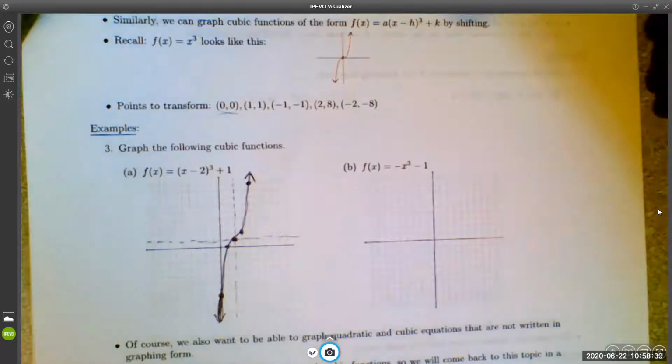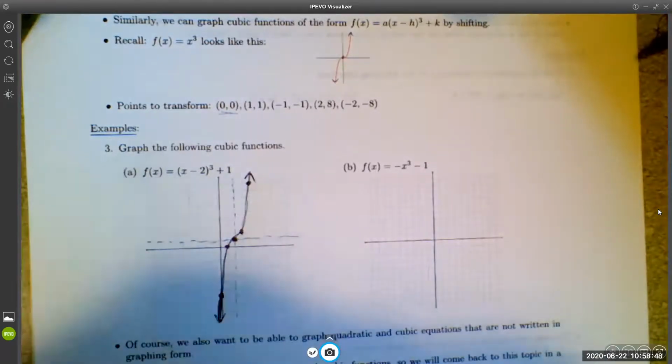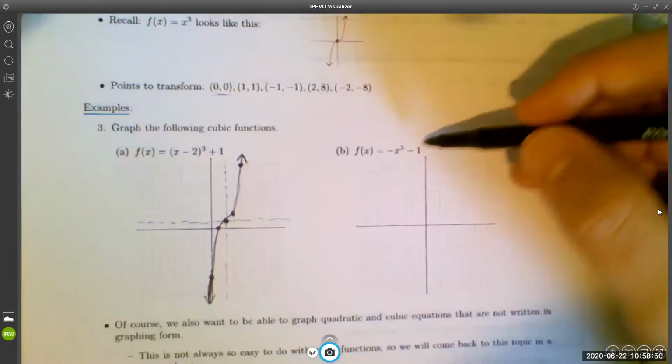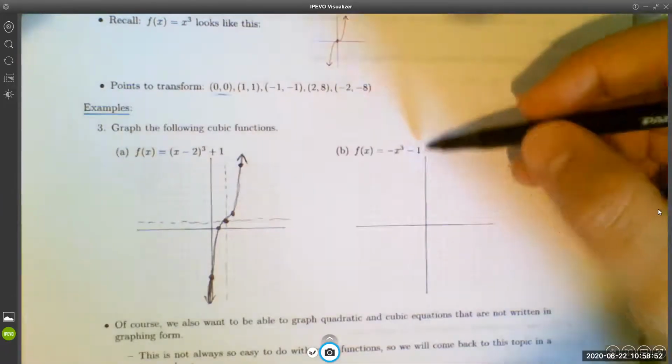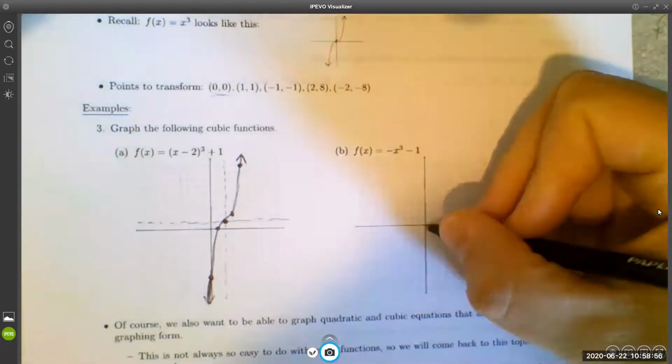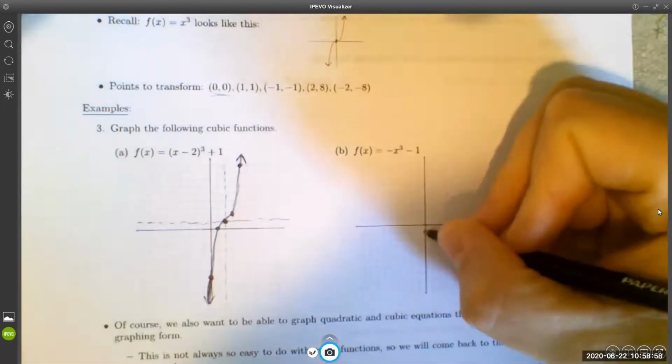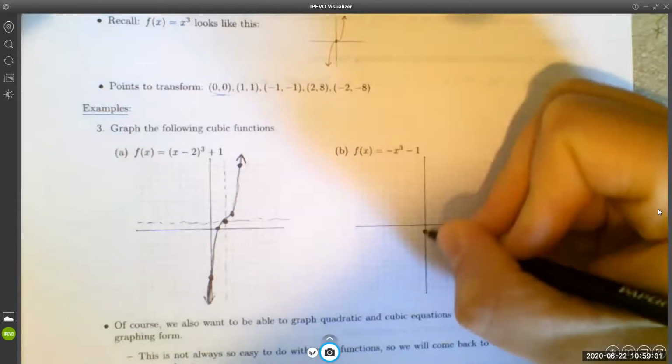Okay, so that's that. I'll let you go ahead and pause the video and see if you can do part B on your own. Okay, here's my solution. First of all, I noticed that I'm going to be shifting the graph down 1. So instead of the vertex being at (0, 0), it's going to be at (0, -1).